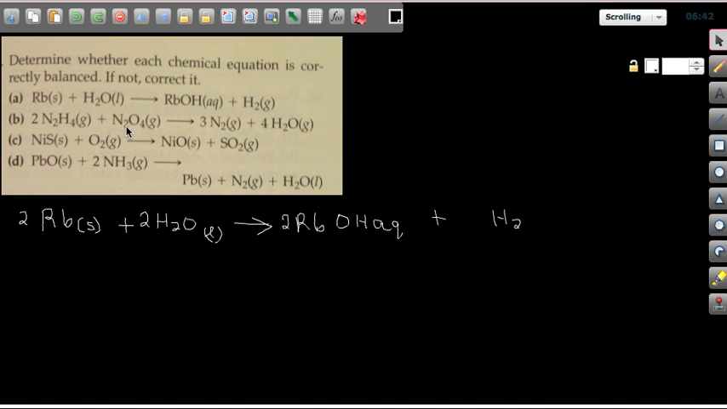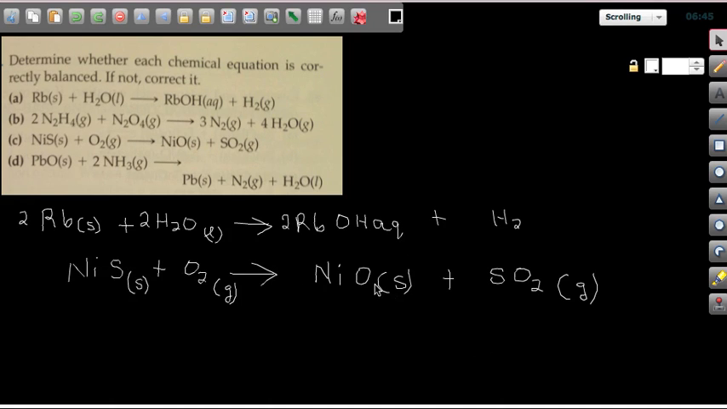Let's look at this one. 4 plus 2, 6 nitrogen, 6 nitrogen here, 4 2s are 8 hydrogen, 4 2s are 8 hydrogen, 4 oxygen, 4 oxygen. This is balanced, so we're good there. I have 1 nickel on both sides. I have 1 sulfur on both sides, and 2 oxygen here and 3 oxygen here. So that's not balanced. We'll have to balance this one.